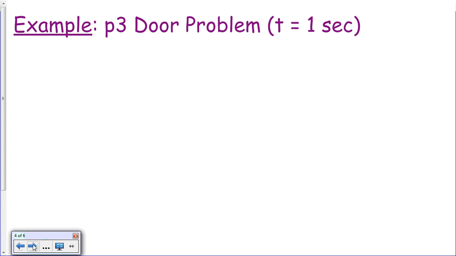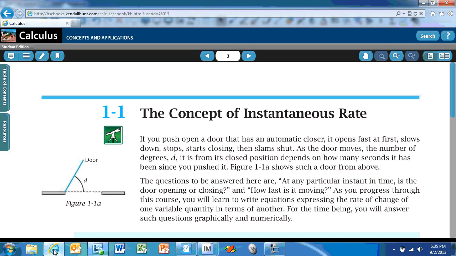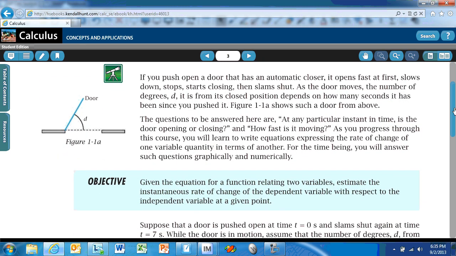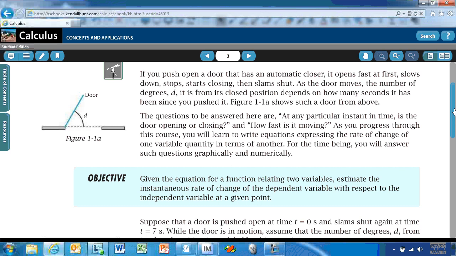So let's take a look at this example that they give you in the book. In fact, I'm going to flip back over here to the book just so you can see the example here. I don't know that I'll do this every time, but at the very beginning of this section, they describe a problem here for us that we're going to use for a couple of examples in this section. It starts right here in the first paragraph. It says, if you push open a door that has an automatic closer, it opens fast at first, slows down, stops, starts closing, and then slams shut. So just picture that door opening with an automatic closer and then coming shut on its own.